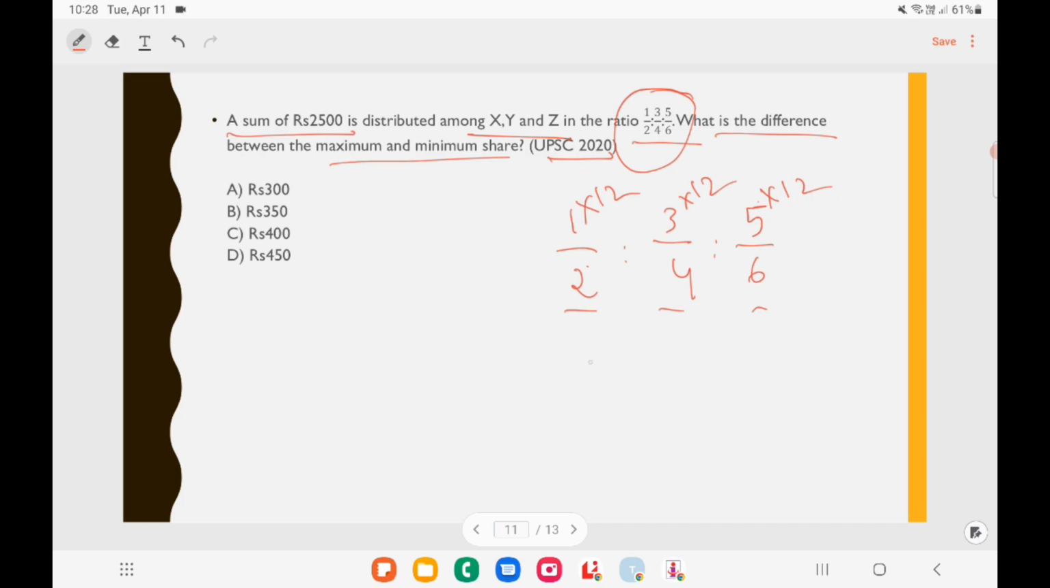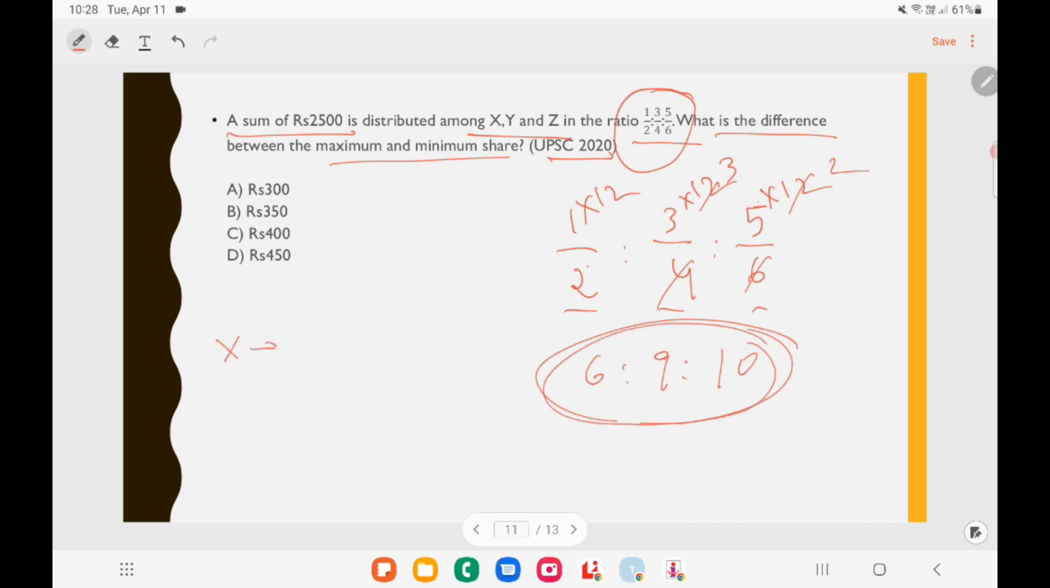So 1/2 into 12 is 6. 3/4 into 12 is, cancel by 3, cancel by 4, it is going to become 9. Now 5/6 is cancelled by 6. 5 into 2 is 10. So the ratio is 6:9:10. Now actually you can do this very easily. Now the ratio has become 6:9:10.